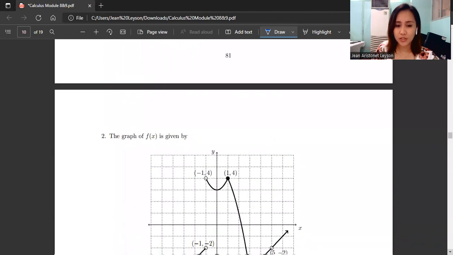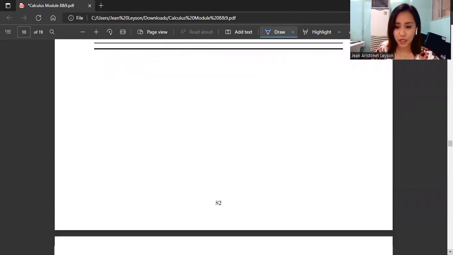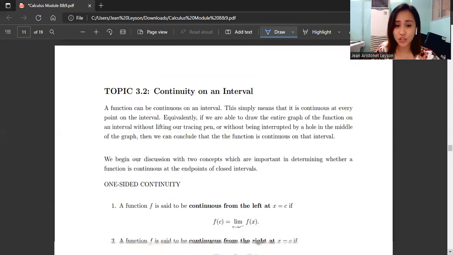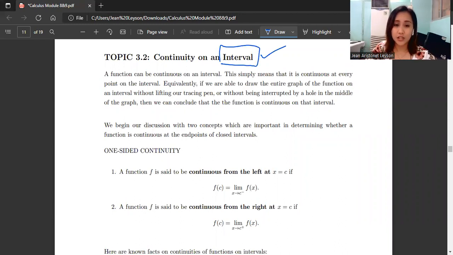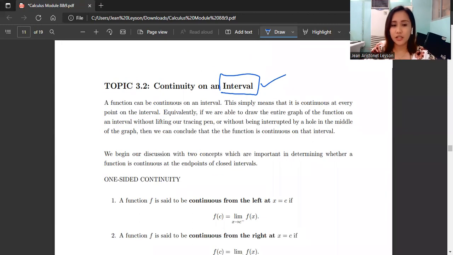So we now proceed to the second part of the discussion, which is continuity on an interval. Earlier, it was continuity at a certain point, but now we are concerned with continuity on an interval. So as an introduction, a function can be continuous on an interval. This simply means that it's continuous at every point on that certain interval.